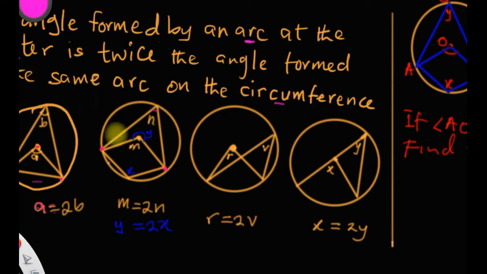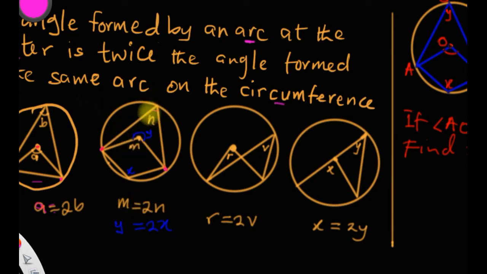Then according to this theorem, the angle M subtended or formed by this arc at the center is equal to twice the angle formed by this same arc on the circumference. So if you want the value of M, the value of M is equal to 2 times N.